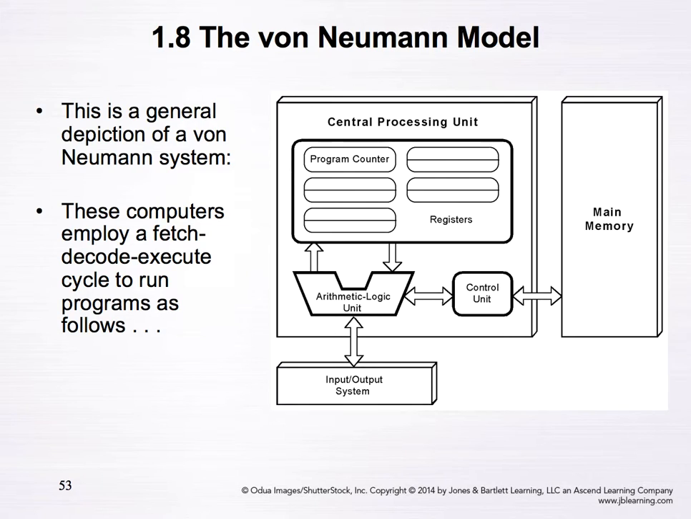So here is the general architecture of the von Neumann model. Basically we have three main components. That's the main memory, where we can store the program and data. The CPU, the central processing unit, includes the program counter, the arithmetic logic unit, and the control unit. All of them are interconnected. And the third component is the input-output system, where the system can interact with the user.